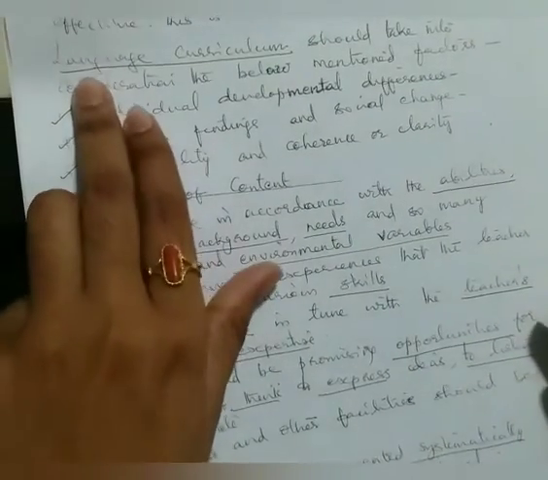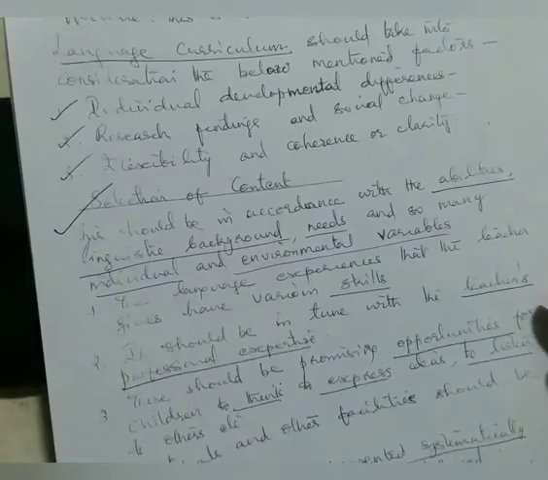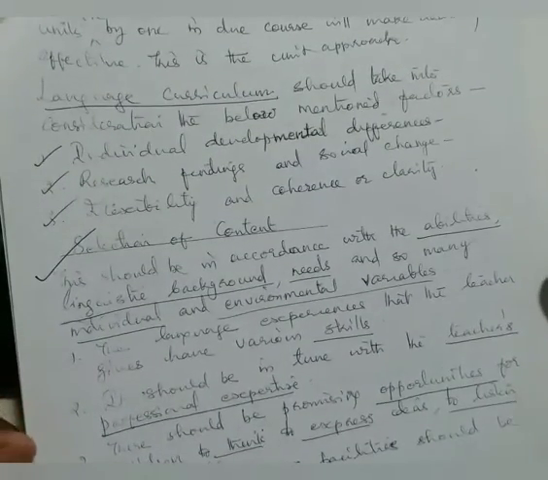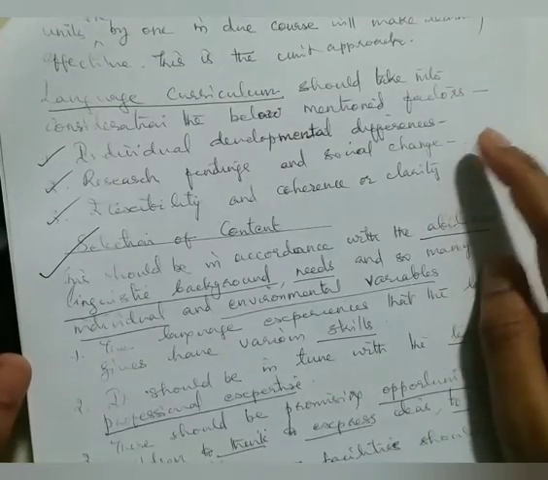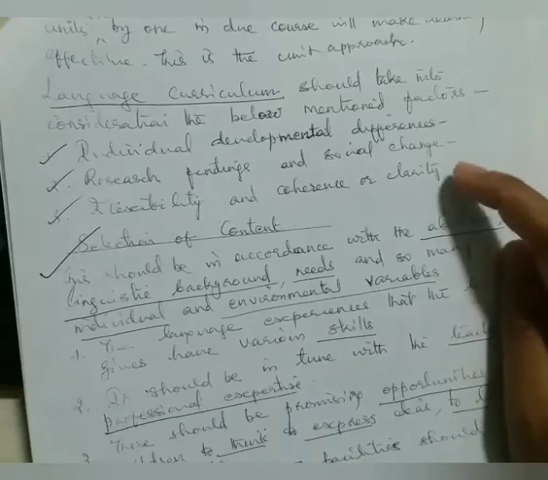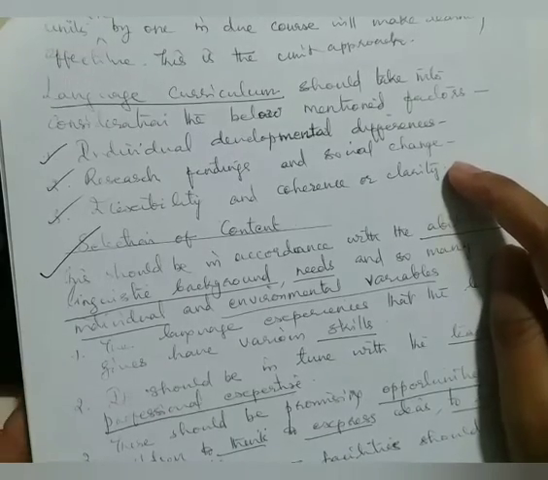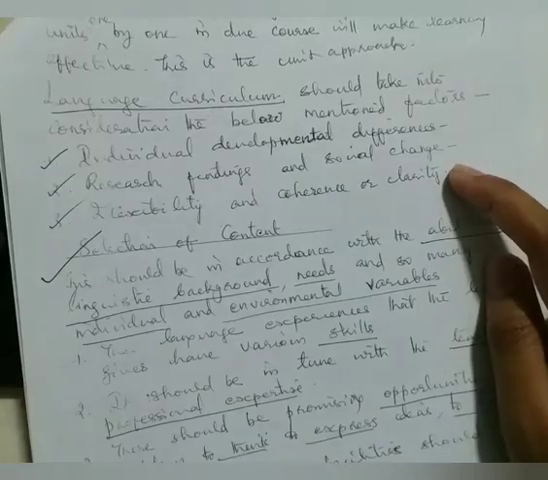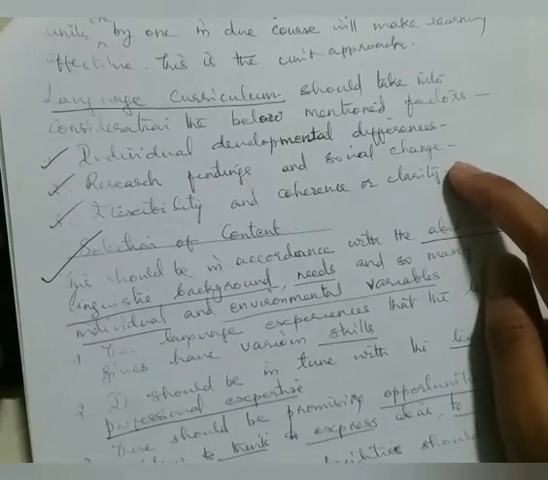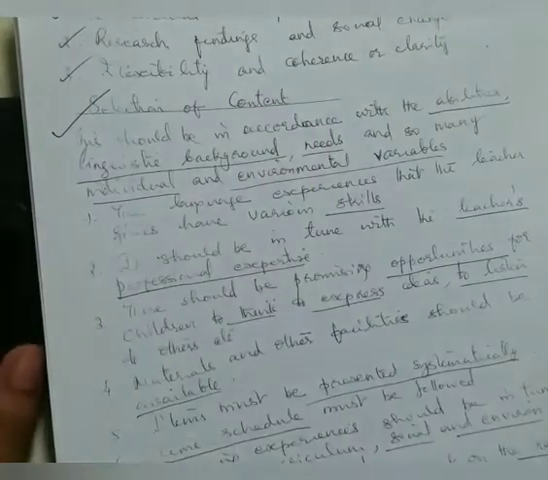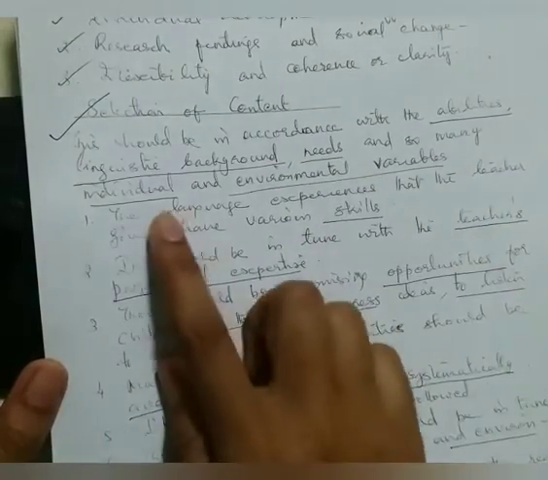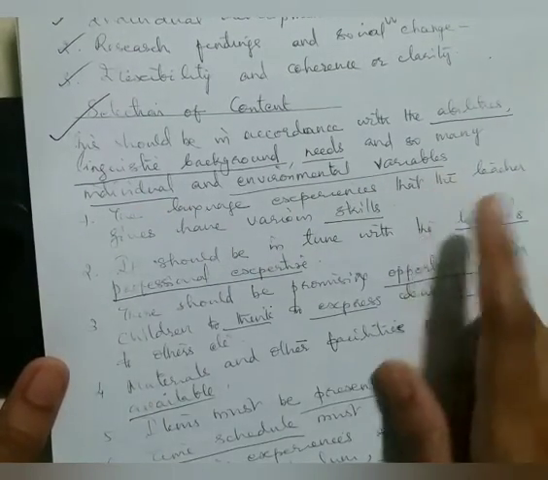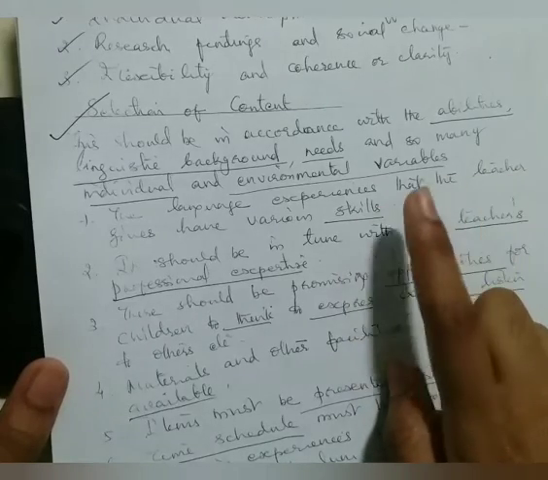Then there is another curriculum called the language curriculum. And there will be many factors: individual and developmental differences, research findings and social change, flexibility and coherence or clarity. So languages should also be given importance. Then about the selection of content, it's according to the abilities, linguistic background, needs, interest, and individual and environmental variables of the students.